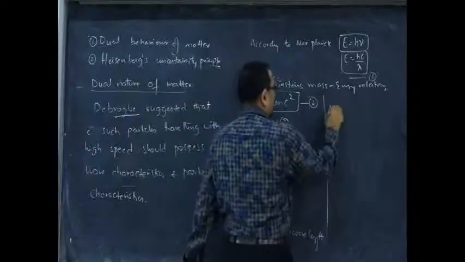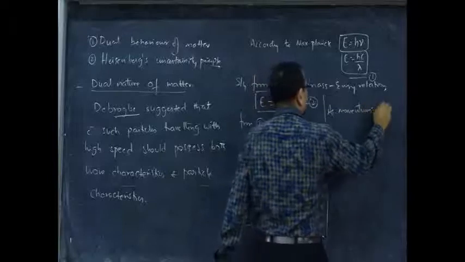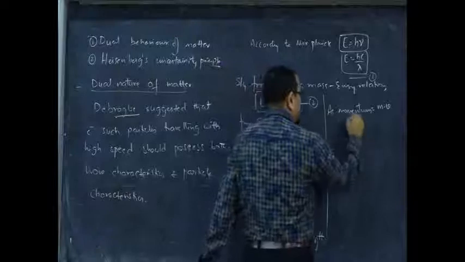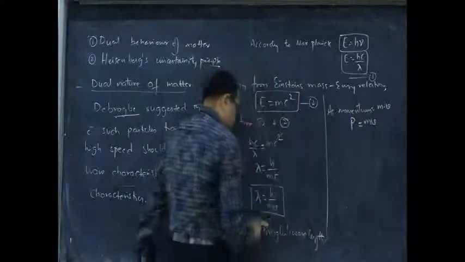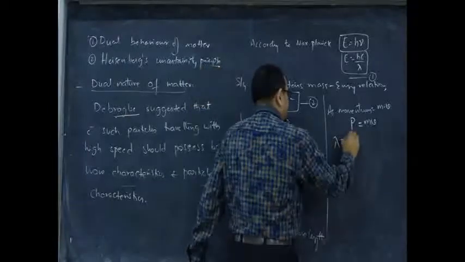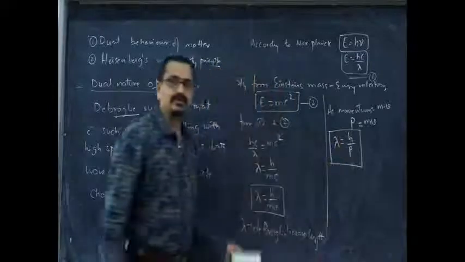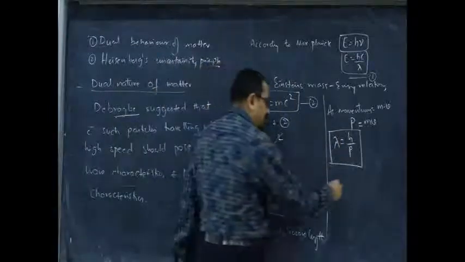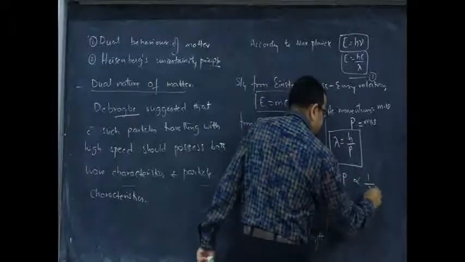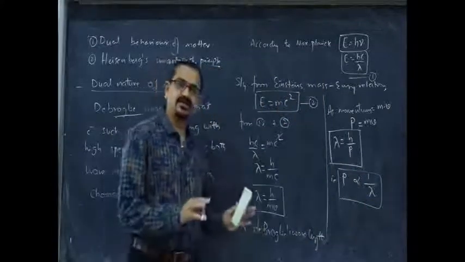What is the formula for momentum? Momentum P equals mass into velocity. By substituting the product of mass and velocity with momentum P, lambda equals h by P. So, one can say that the momentum of a moving particle like an electron is inversely proportional to its wavelength. A few numericals are possible on this also.